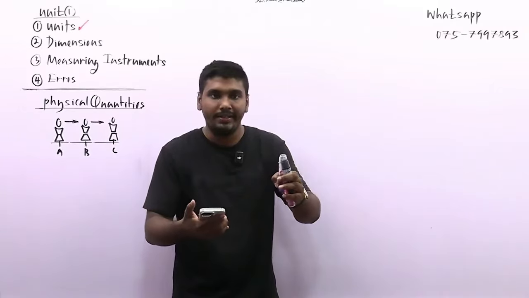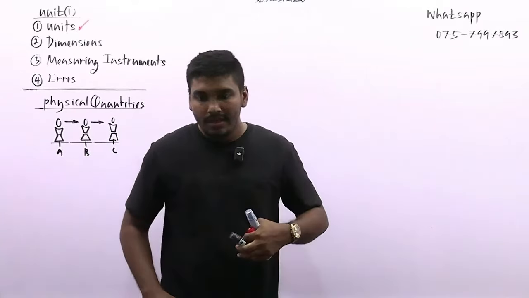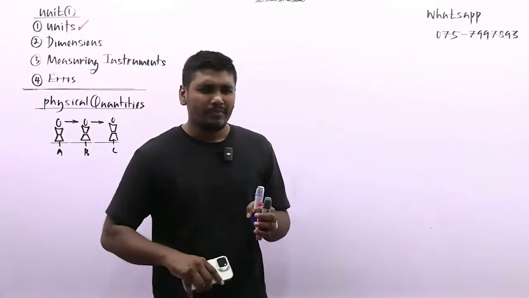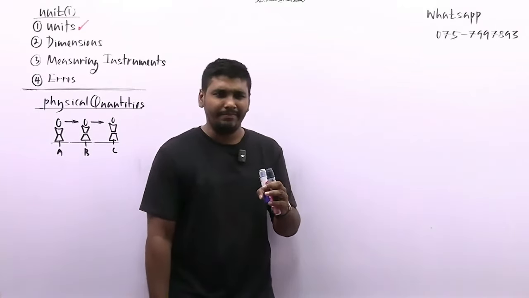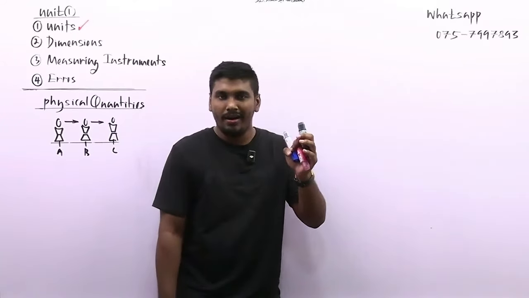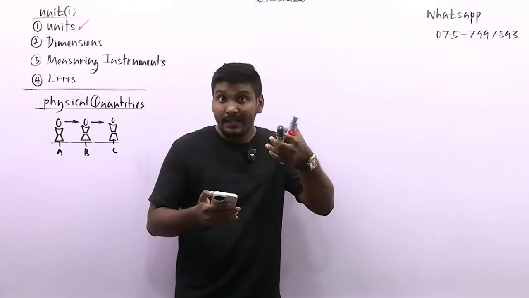Therefore, in the given space, write down number 1, mass. Number 2, length, and number 3, time. You all know these, but we'll learn from the beginning. Mass, length, time. So then our main topic is physical quantity.